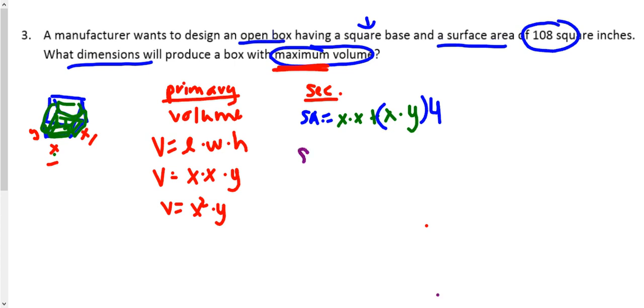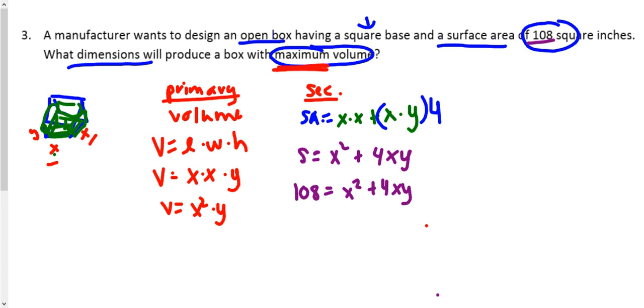So our surface area here is really x squared plus x times y times 4, which can just be written as 4xy. Our surface area, they said, needs to be 108 square inches, so we can set this equal to 108. Now we need to solve.